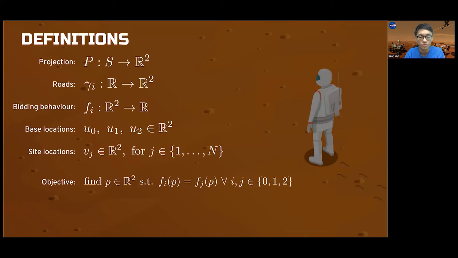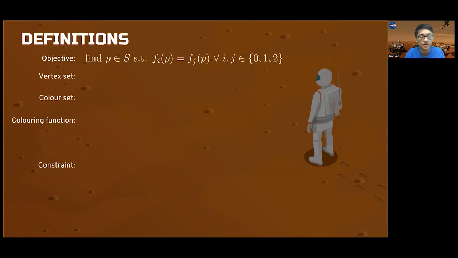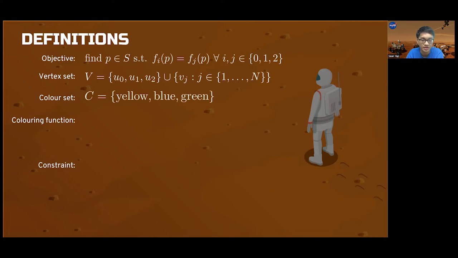Moving on, we will now construct the associated graph coloring problem. We first define a vertex set V that contains all locations of the bases and the sites. The edge set of our graph will be some triangulation of these vertices. We also define a set of 3 colors to represent each of the 3 bases, and then for each vertex, we will assign it a color according to the base that bids the highest amount for that location.